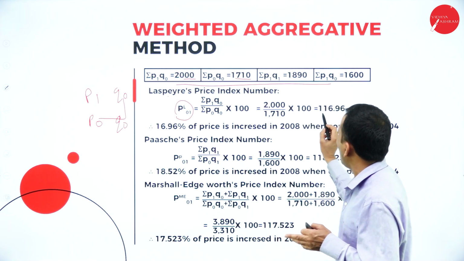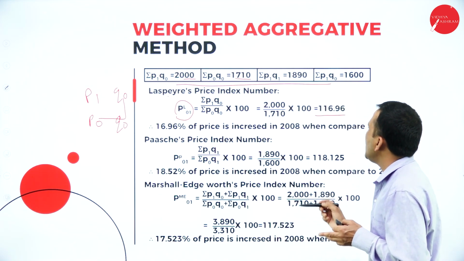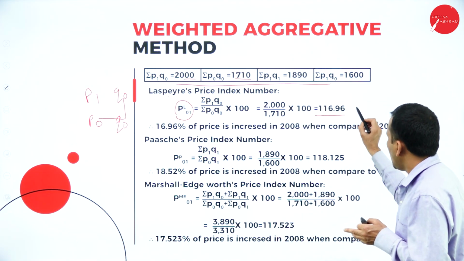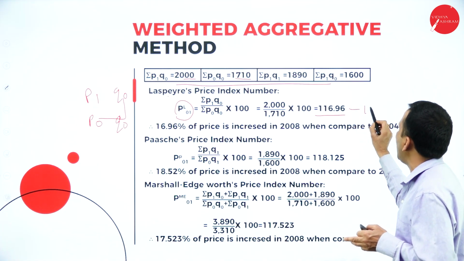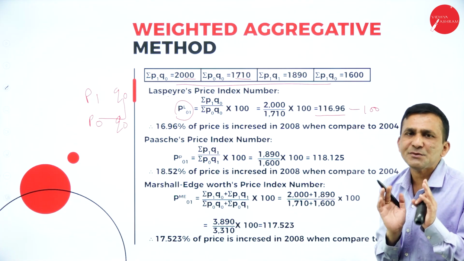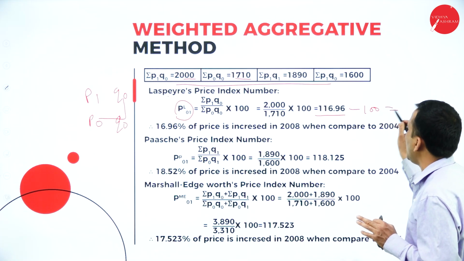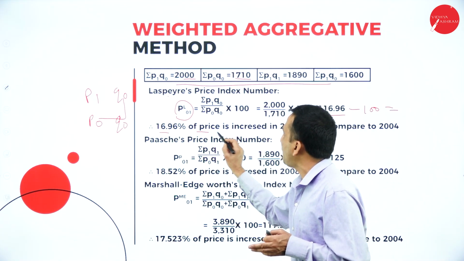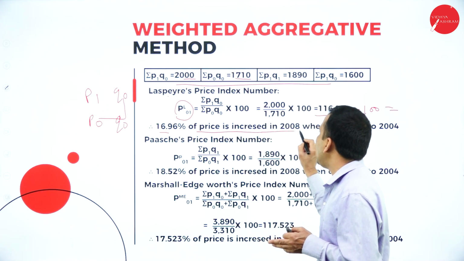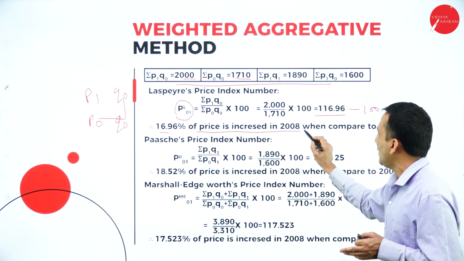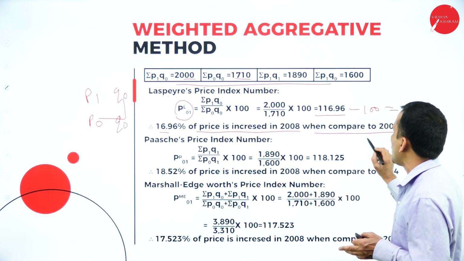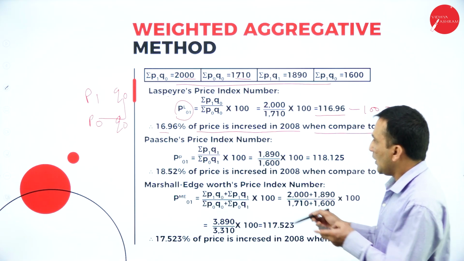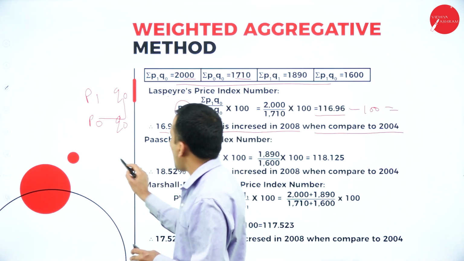Into 100, if you multiply, you get 116.96. Now you are always comparing with the base year; base year is always 100. If you subtract, you get 16.96% increase in price in the year 2008 when compared to 2004. So next, moving to Paasche, how it is.